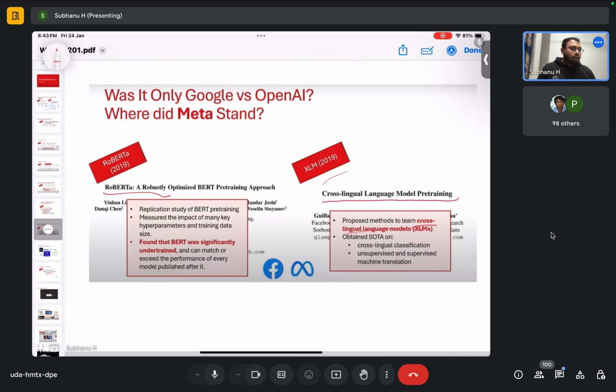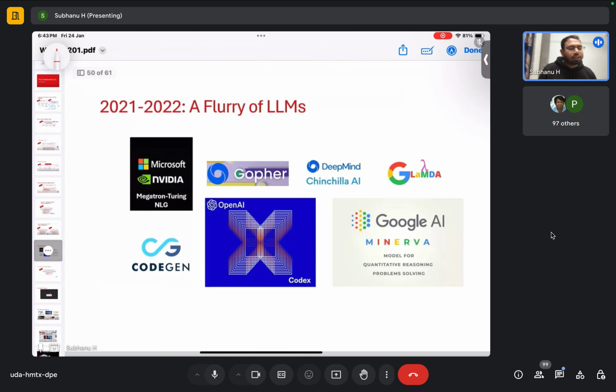Okay, now in 2021 and 22, in the COVID era, like in 2020, people were sitting in their home, and they were not really sitting. So in 2021 and 22 there is a boom. When ChatGPT came into the picture, Microsoft with Nvidia came up with their Megatron Turing NLG, the Gopher from Google DeepMind, and there is LaMDA from Google DeepMind. This is called CodeGen.